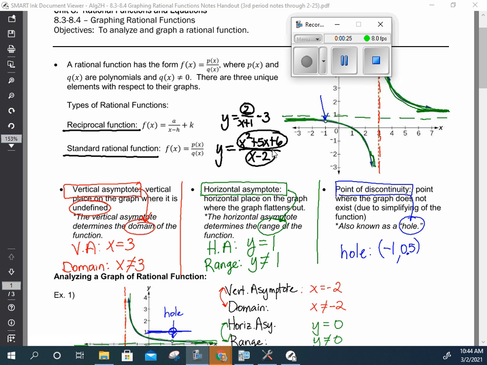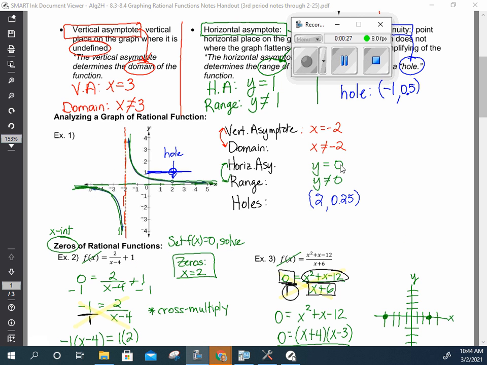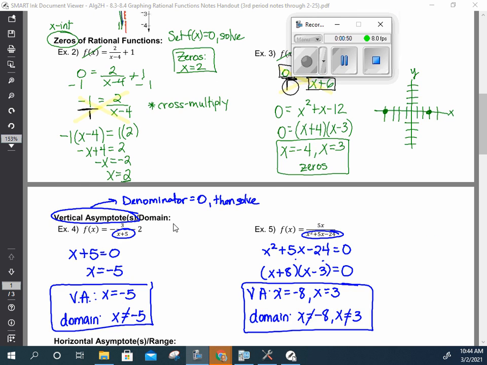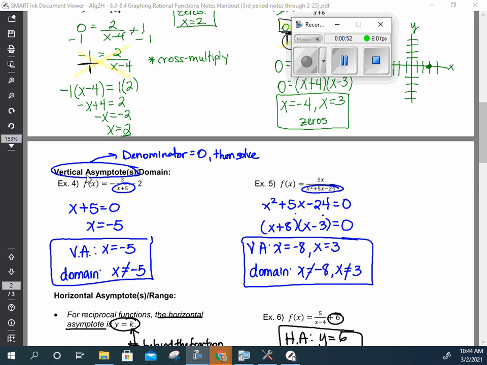So the main things that we worked on Thursday, one, identifying zeros. Zeros are x-intercepts. Set the function equal to 0 and solve it. The shorthand way of doing it is taking your numerator and solving it. So either way works. Vertical asymptotes. Set the denominator equal to 0 and then solve it out.